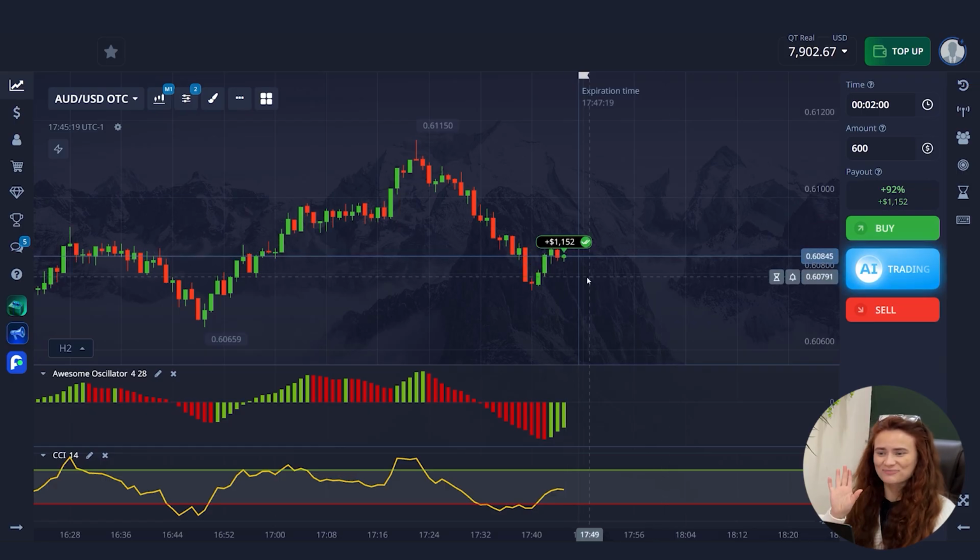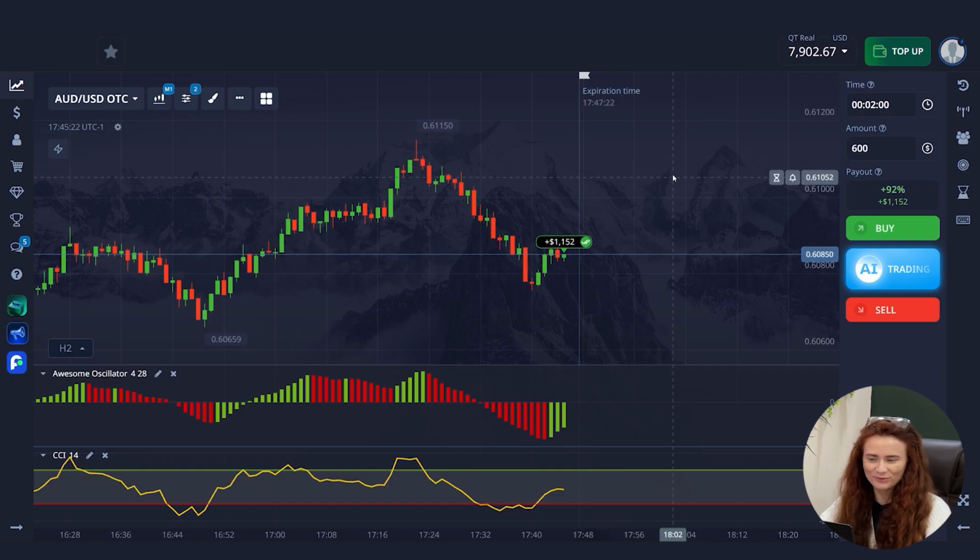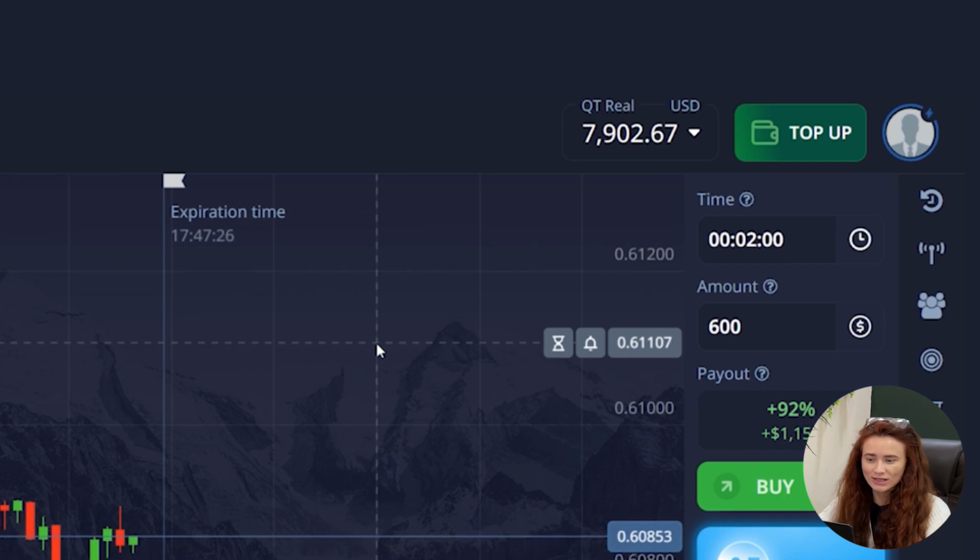And great, guys, the price continued to rise and I made my profit. Now in the account the amount is $7,902. We keep working because I plan to open some more trades.